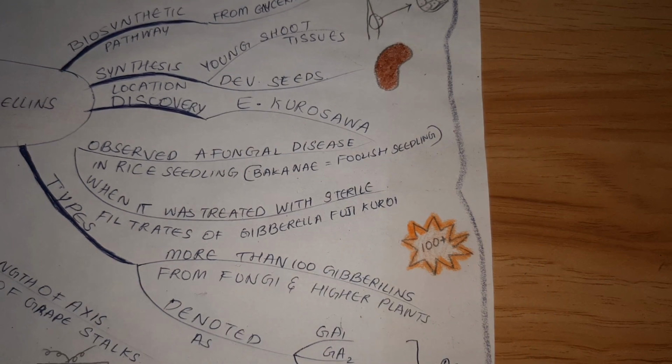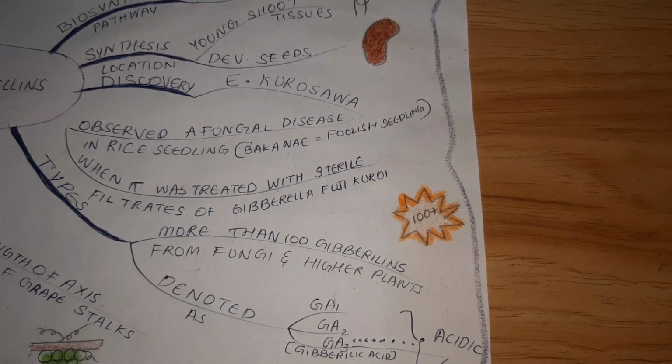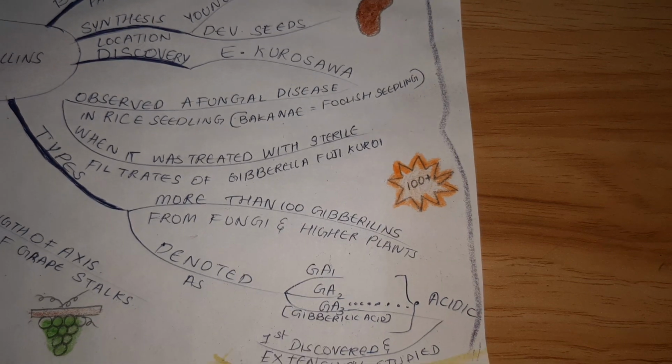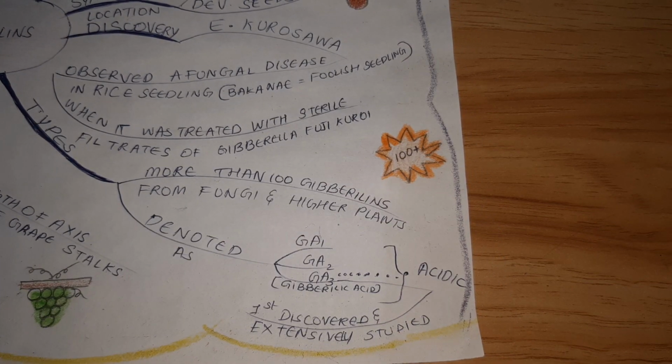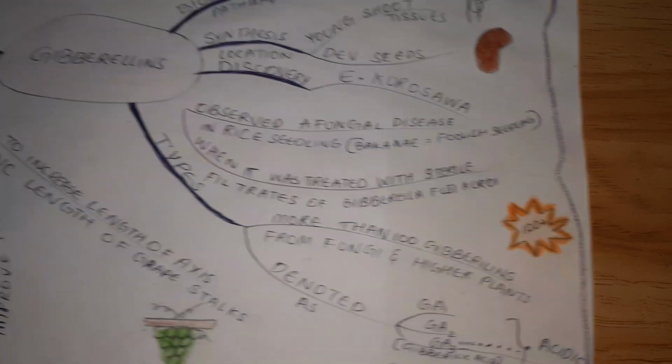There are many types of gibberellins, and they can be obtained from both fungus and higher plants. More than 100 gibberellins have been discovered so far. They are denoted as GA1, GA2, GA3, and so on till GA100. The nature of them is acidic. GA3 was the first gibberellic acid to be discovered, and it is the most extensively studied.